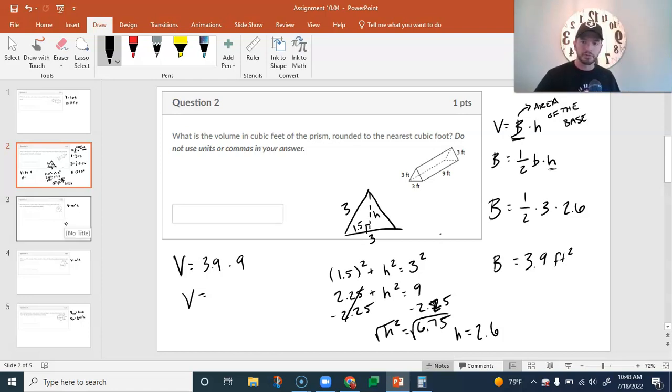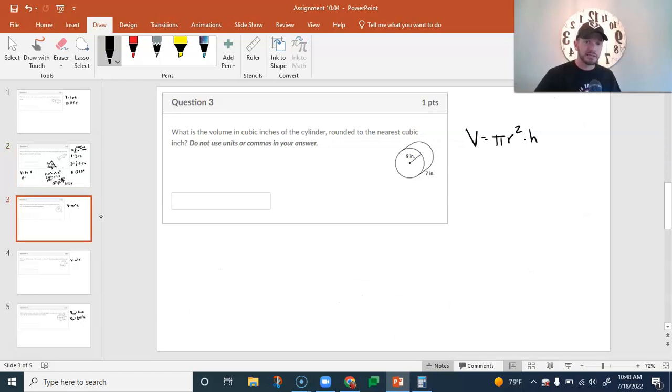Okay, let's move on to number 3. Number 3 is a lot simpler than number 2. So this one is really just straightforward here. Again, volume of a cylinder is V equals pi r squared times height. So we've got our radius here is 9. We've got our height is 7. Let's do it. So literally your problem is just going to look like this.